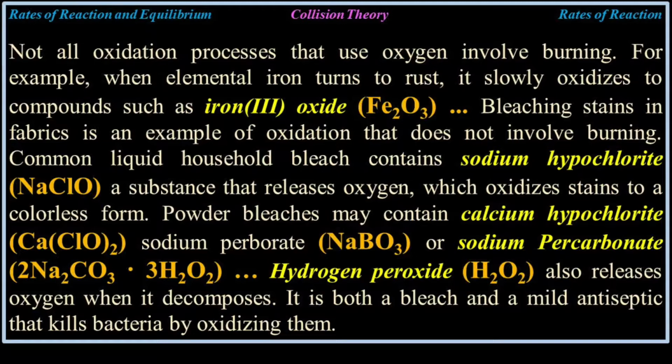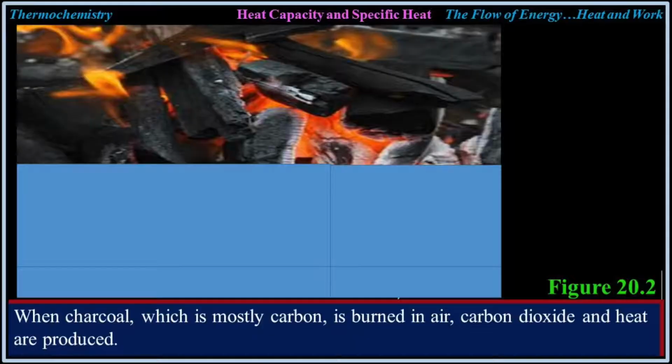Powder bleaches may contain calcium hypochlorite, Ca(ClO)2, sodium perborate, or sodium percarbonate. Hydrogen peroxide also releases oxygen when it decomposes. It is both a bleach and a mild antiseptic that kills bacteria by oxidizing them.